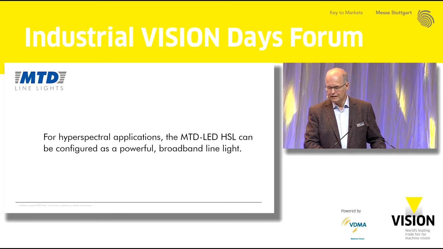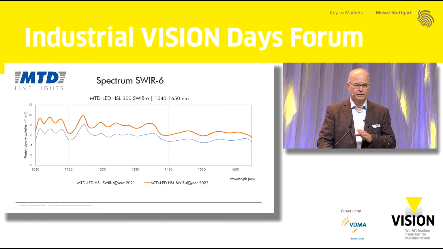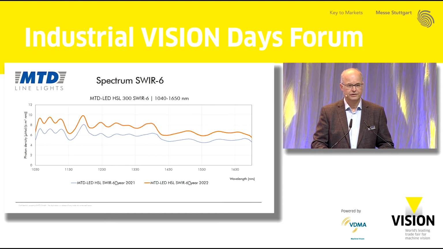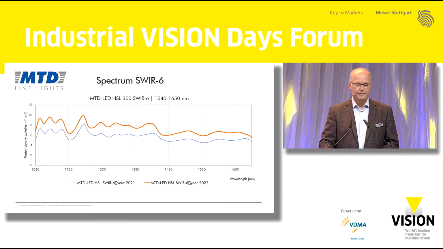For hyperspectral applications, the MTD light can be used as a powerful broadband line light. You have seen the shortwave infrared spectrum 6. And what I want to show here is some really new news. Compared to 1 year ago, we now have 30% more intensity in the focus. So the LED technology in these wavelength bands also gets more powerful.